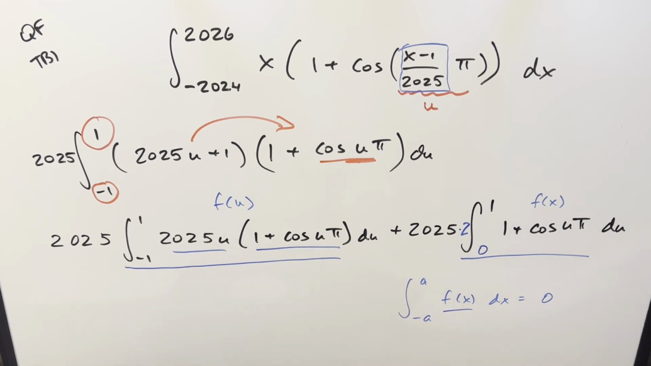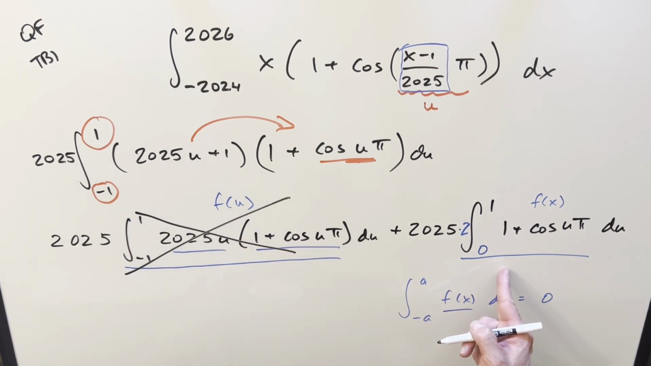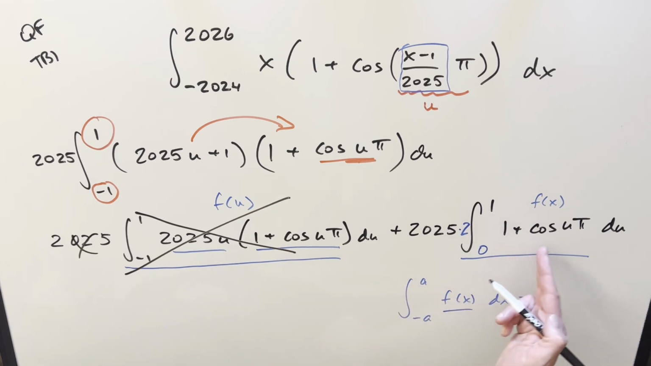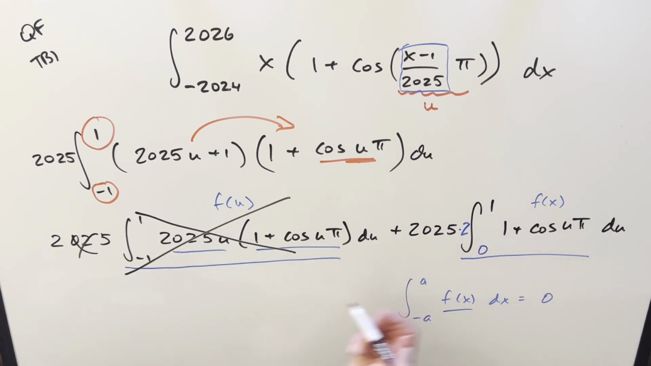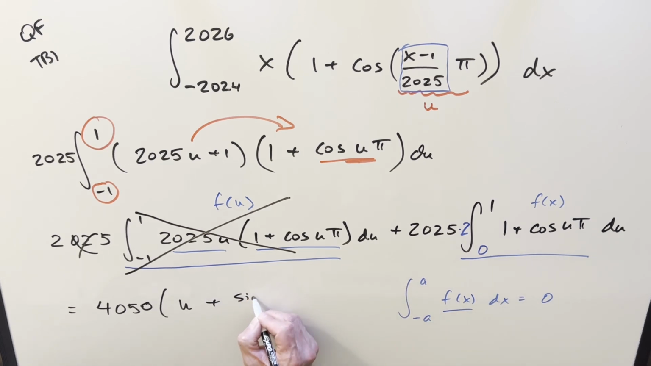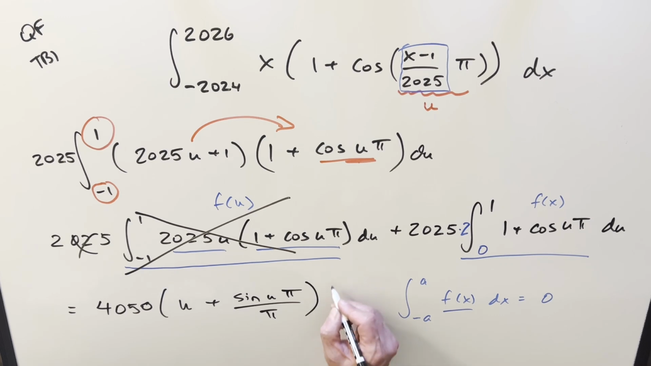So what happens is this whole thing is going to be a 0, so we can just kind of wipe all this out and we can deal with a much simpler integral over here. So dealing with this is going to be an easy integral for us to do. Multiply 2 times 2025 and we get 4050 out front. Integrate this, integral of 1, that's just going to be a u. Integral here is going to become plus sine u pi. We're going to have a pi pop out in the denominator, and we just need to evaluate from 0 to 1.